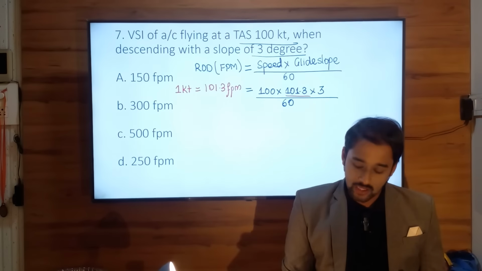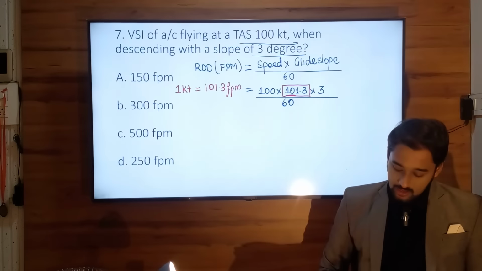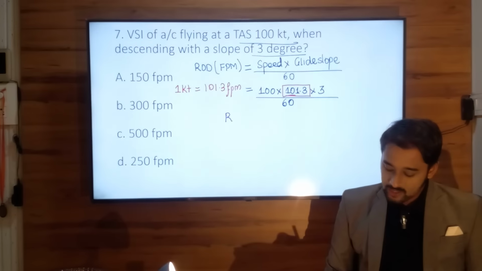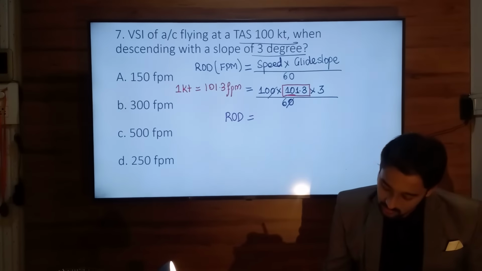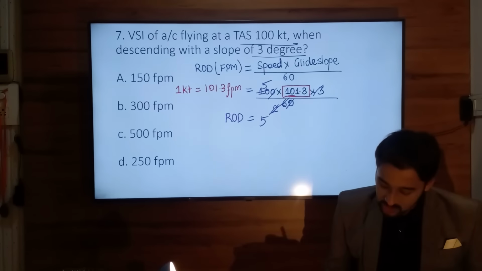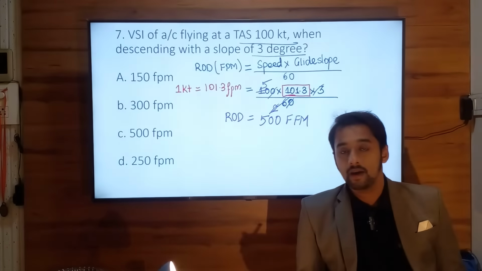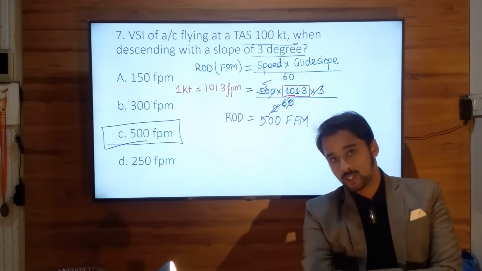Okay, so that's why 101.3 I have put over here. Next is rate of descent. Use your calculator. Rate of descent will be equal to approximately 500 feet per minute. 5 into 101.3, approximately 500 feet per minute. So option C is the correct option.